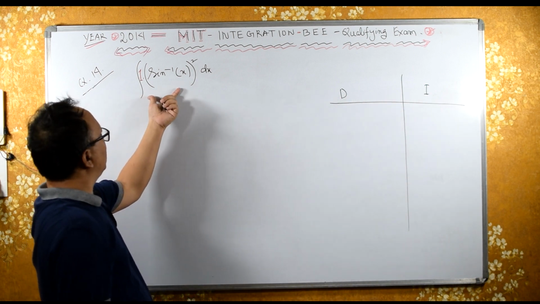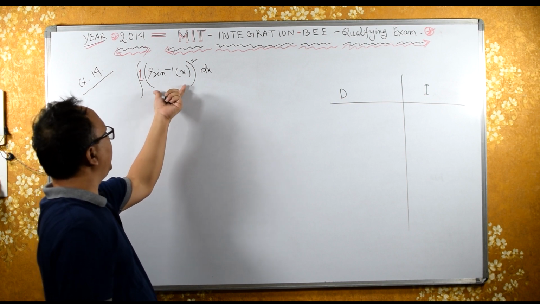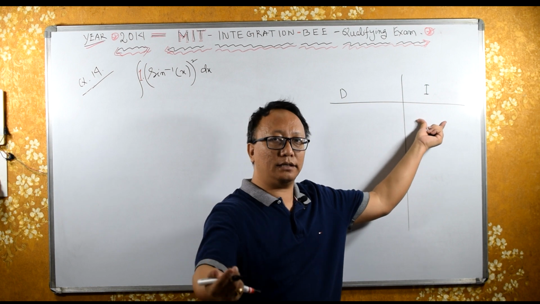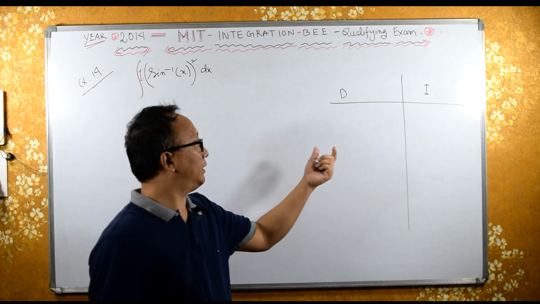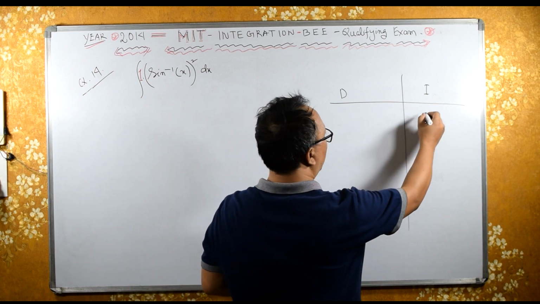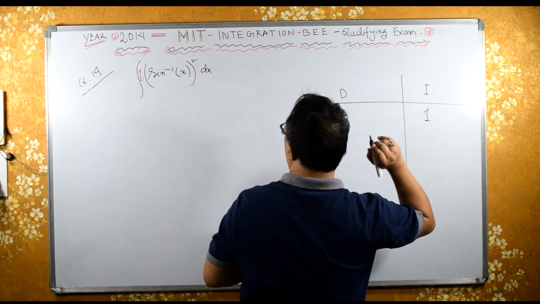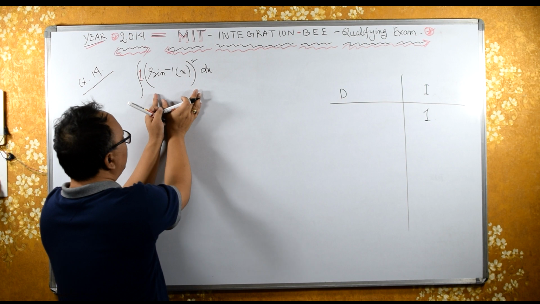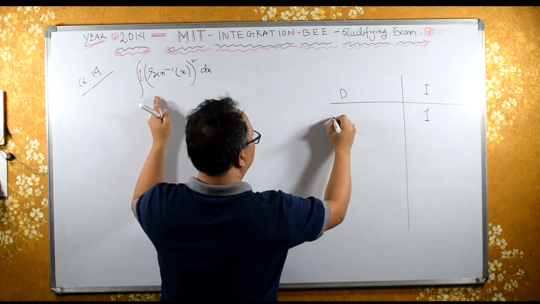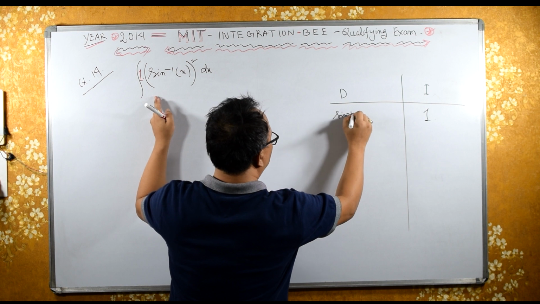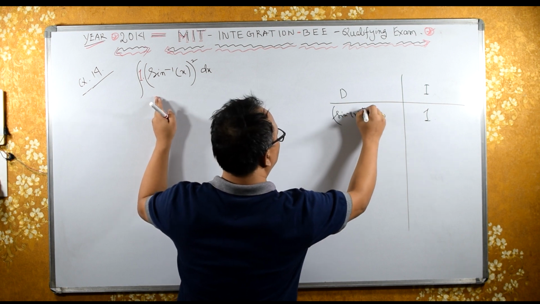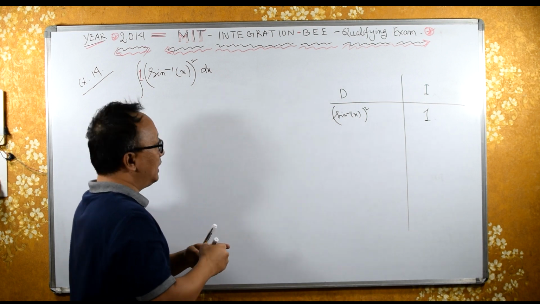Now if I keep (sin⁻¹x)² in the integration part, then it's problematic again. Therefore, I will consider 1 over here, because integration of 1 looks very easy, and differentiation of this looks somehow easy. So I will write (sin⁻¹x)² in the differentiation part.